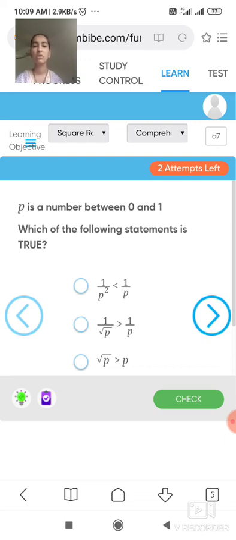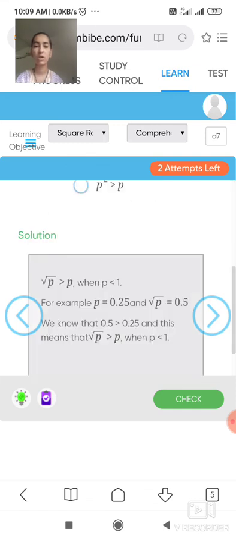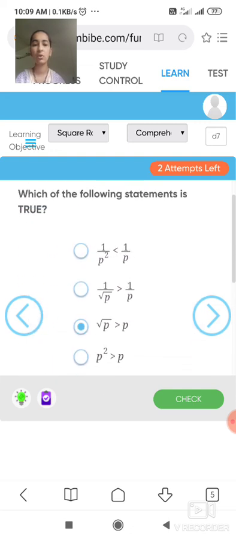Now P is a number between 0 and 1. Which of the following statements is true? Okay. Now the square root of P is greater than P. Yes, it is correct. When P is less than 1, for example, P is 0.25, then the square root of P, that means the square root of 0.25 is 0.5, and we know that 0.5 is greater than 0.25. So the answer, it means root P is greater than P. So the third option. Okay.